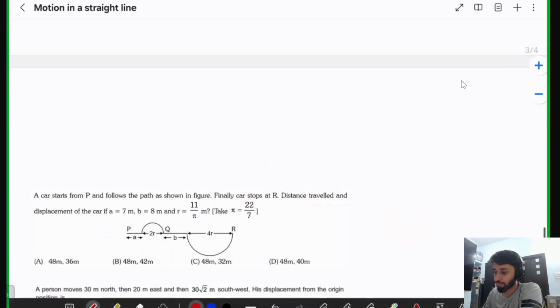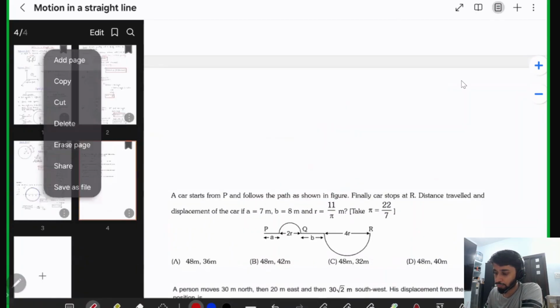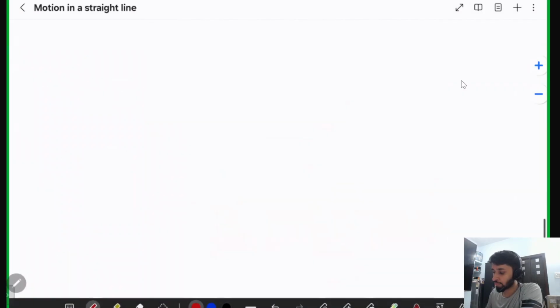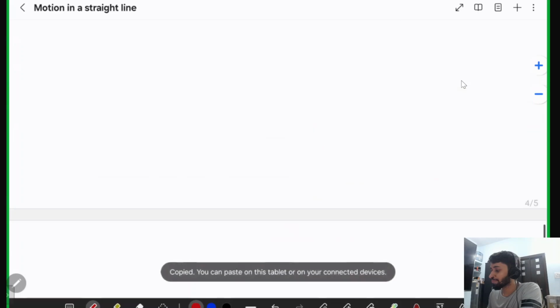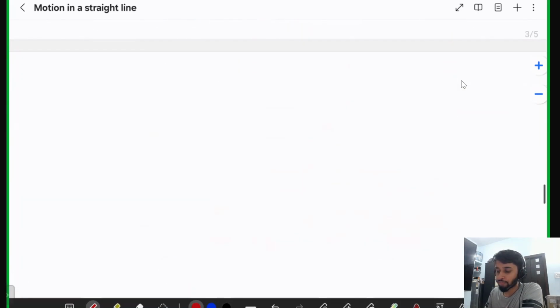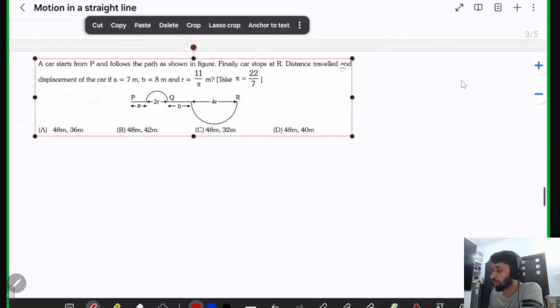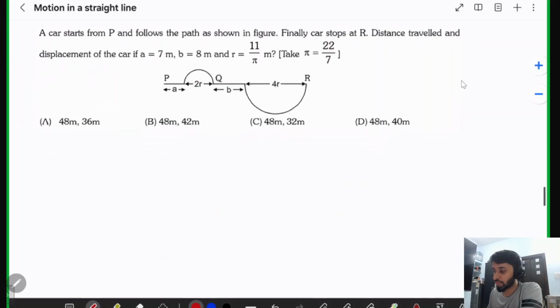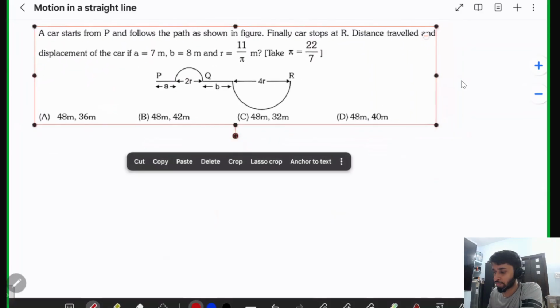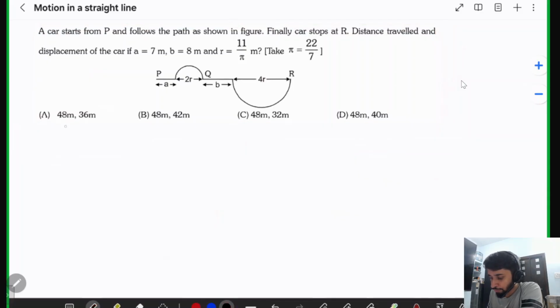Okay. Let us see this. Now let us see this one. They're given a car starts from P. Let us see another question. This is the fourth question. You can say example 4.